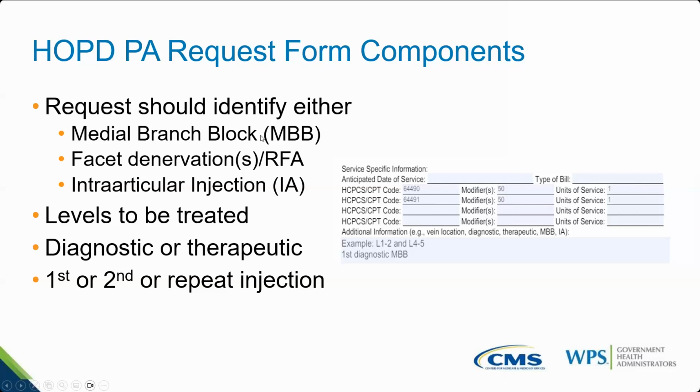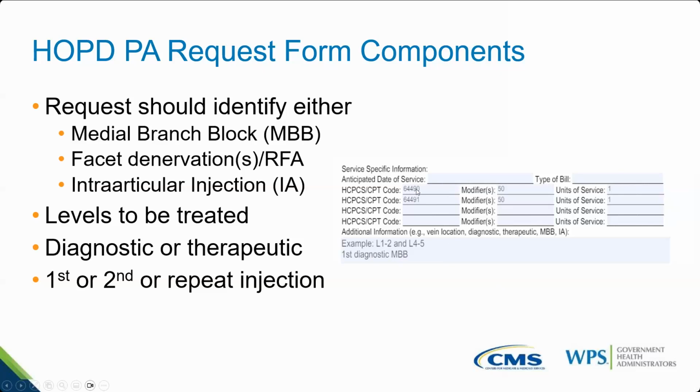Is it a medial branch block or an MBB? Are you doing some sort of Facet denervations or RFA, or radiofrequency ablation? Is it an intra-articular injection or an IA? And then we also need to know what levels do you plan on treating, as well as, is it going to be a diagnostic or therapeutic, and is this the first or second or repeat injections? So you can see in this example on your screen, which may not be as easy to see, but it will be when we show the live examples.